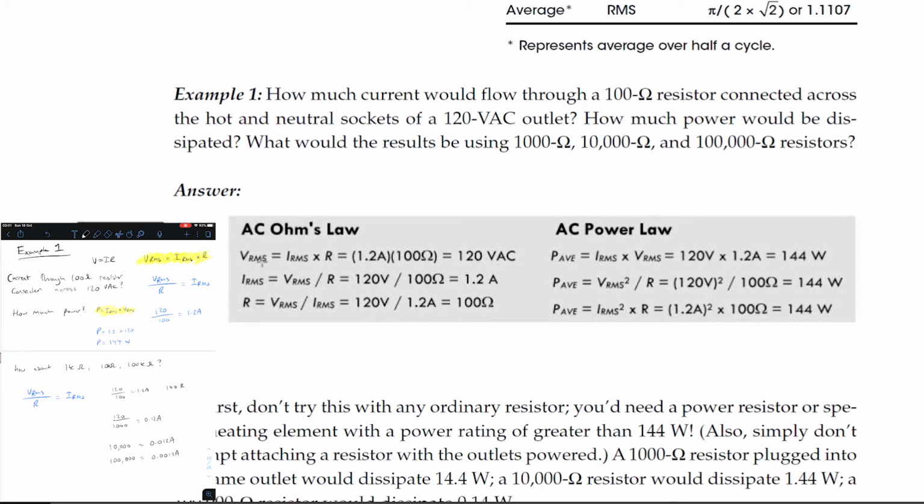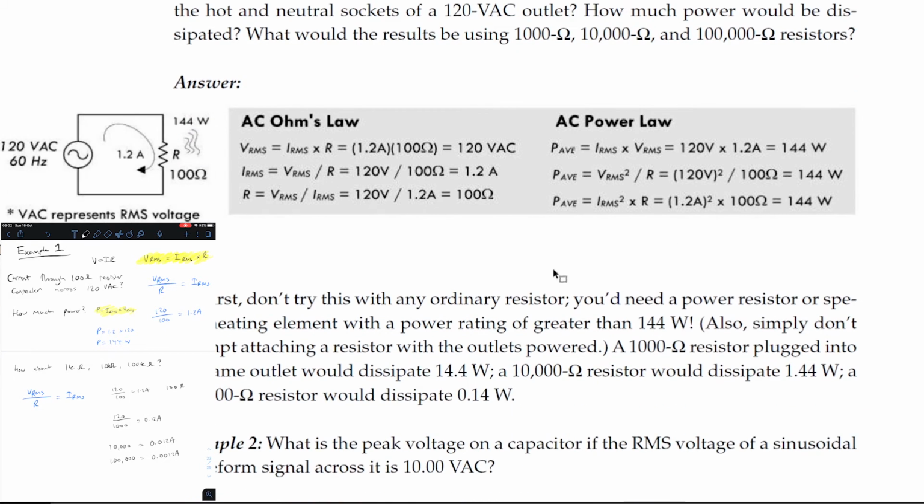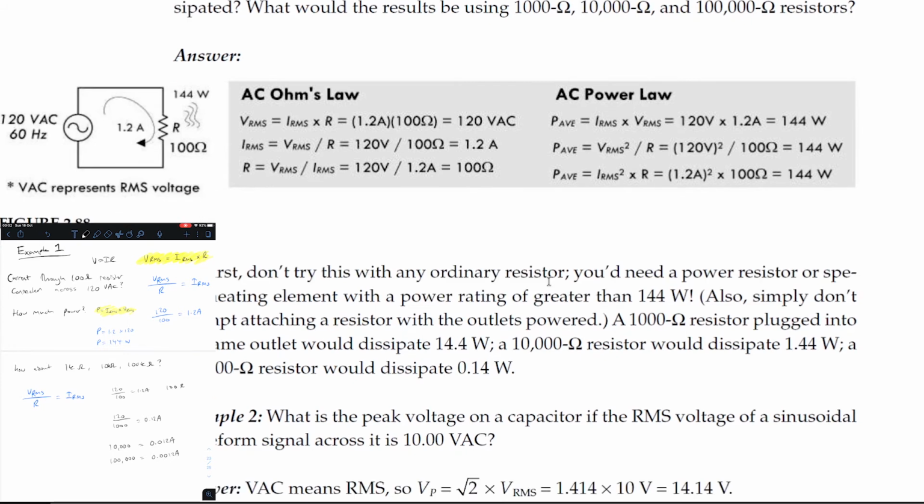All right, let's see if I'm correct. Okay, V RMS is equal to I RMS times R, which is 120. Okay, they've given us the answer, it's just here, but we're supposed to work it out. Okay, 120 volts divided by 100 ohms is 1.2 amps. Okay, power average 144. So I was right about those. All right.